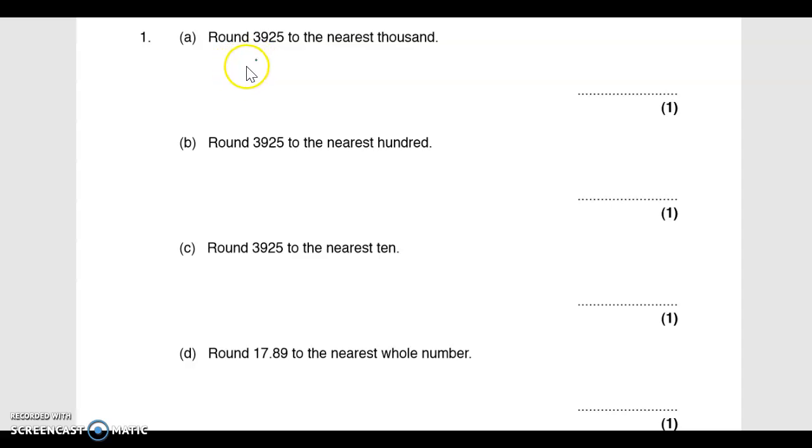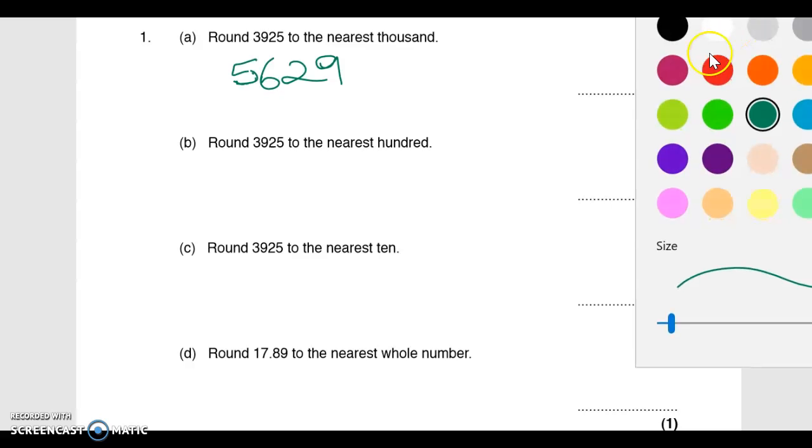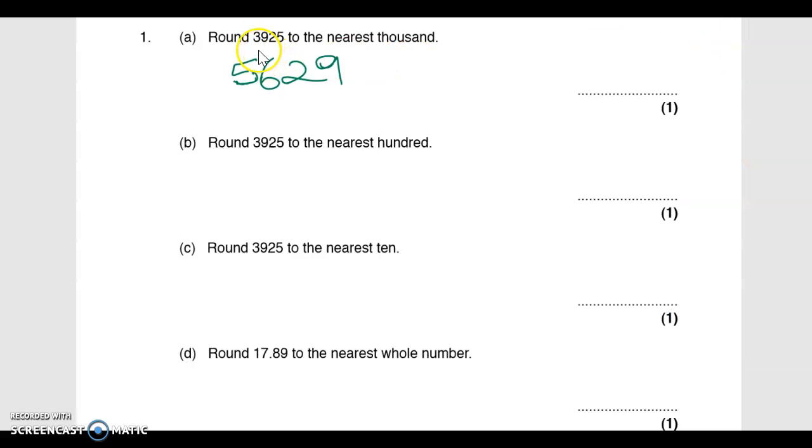So let's say I had the number 5,629, and I want to round this to the nearest thousand. The 5 is in the thousands, and then we've got 629. So this 5 is our key number, and I'm going to cut it off after the thousands number. I'm going to draw a line through there.